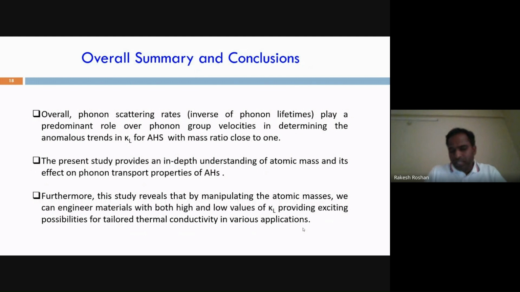And the present study provides an in-depth understanding of the atomic mass and its effect on phonon transport properties in the alkali halides. Furthermore, since we have looked at a series of compounds, we can see that by manipulating the atomic masses, we can engineer materials with both high and low KL values. This provides very good possibilities for tailoring the lattice thermal conductivity for various applications.